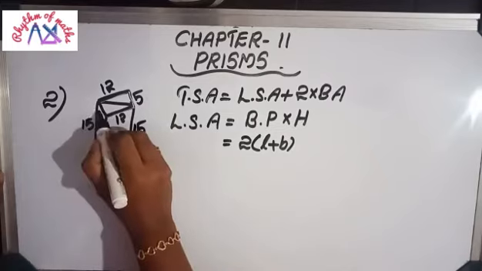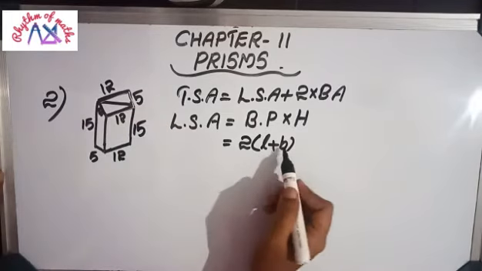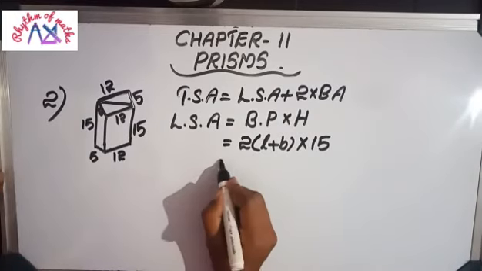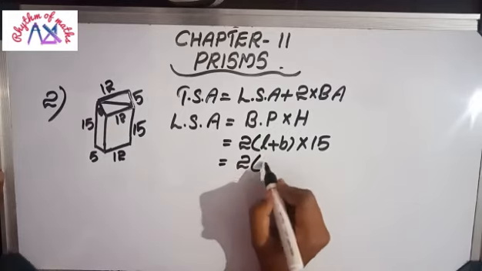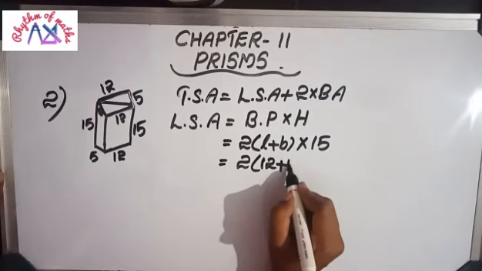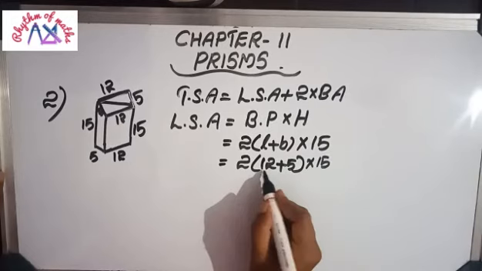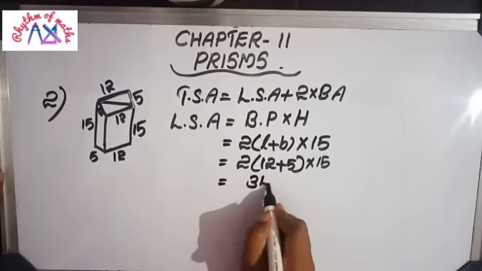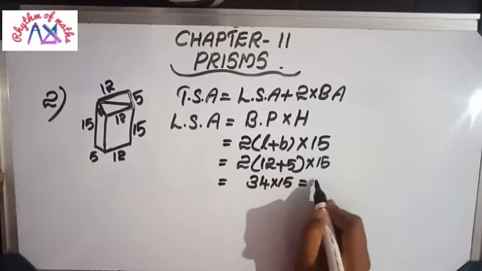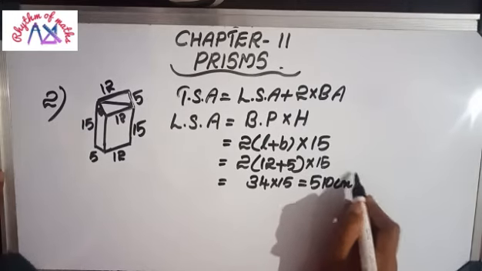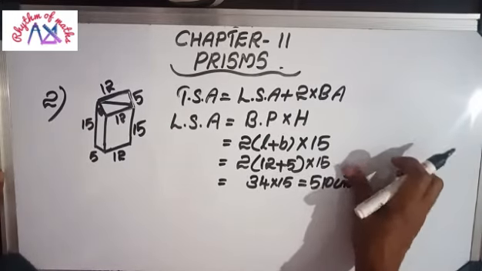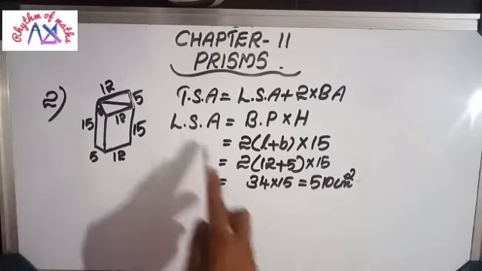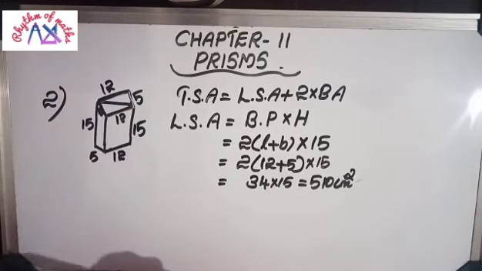This is 12 and this measurement is 5. So 2 lengths and 2 breadths into height. Height is the same, that is 15. Now 2 into length 12 plus breadth 5, into 15. 12 plus 5 is 17. 17 into 2 is 34. So 34 into 15, the answer is 510 centimeter square. Area means the unit is square. So 510 centimeter square is the lateral surface area of this new rectangular prism.